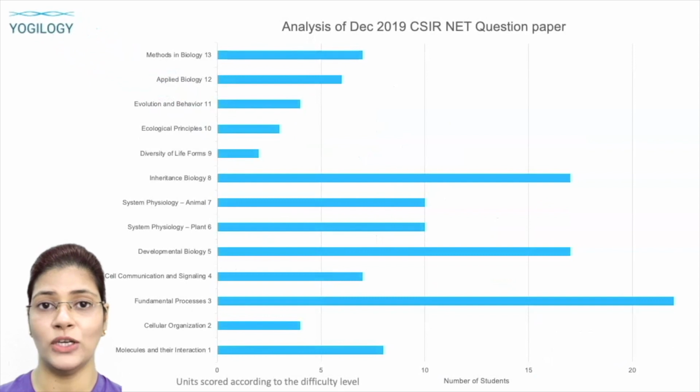Here you can see a quick analysis of the December 2019 CSIR NET question paper, and units are scored according to the difficulty level.